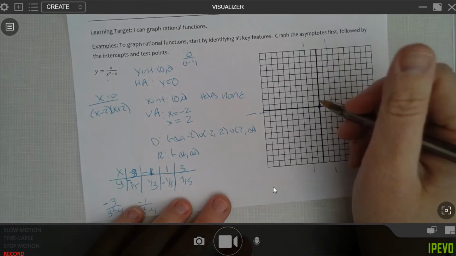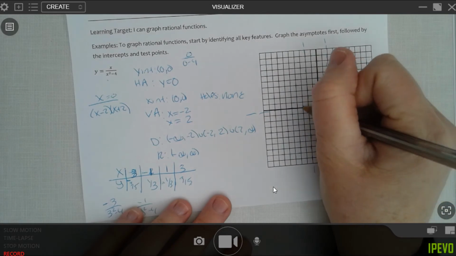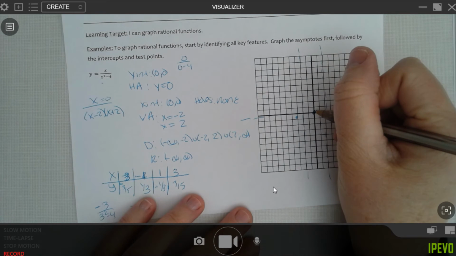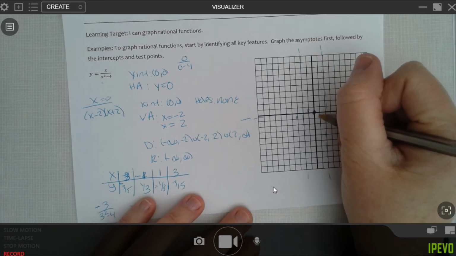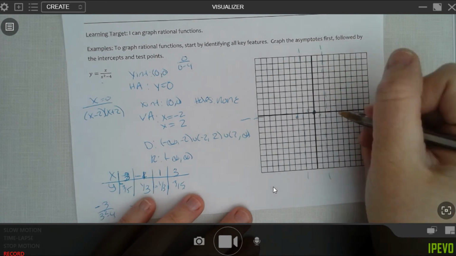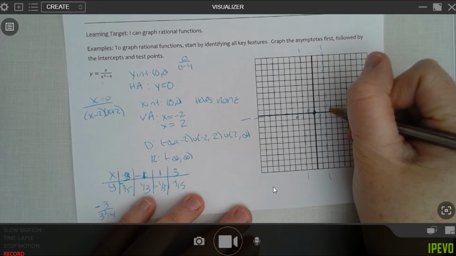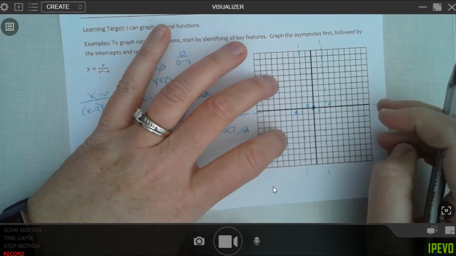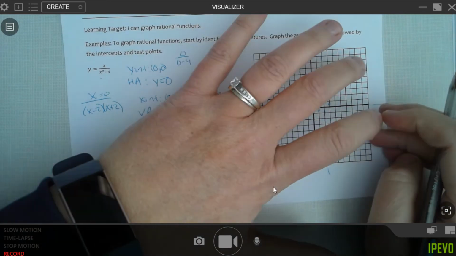All right, so plotting these dots. So I'll go 1, 2, 3. So (-3, -3/5) is right here. (-1, 1/3) is right here. (1, -1/3). And then (3, 3/5) is right here. So this tells us the quadrants we're in. So then you have to look at this. This is 1, 2, 3, 4, 5, 6.